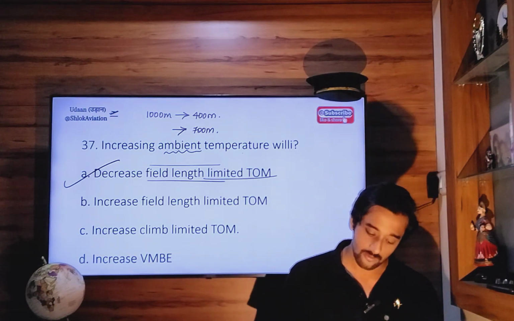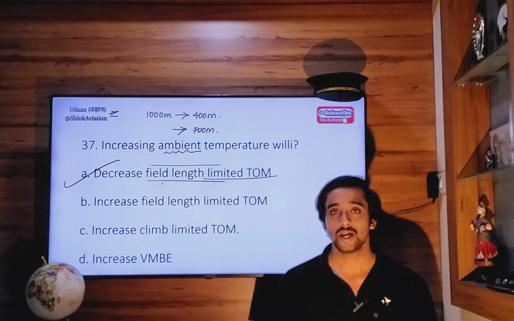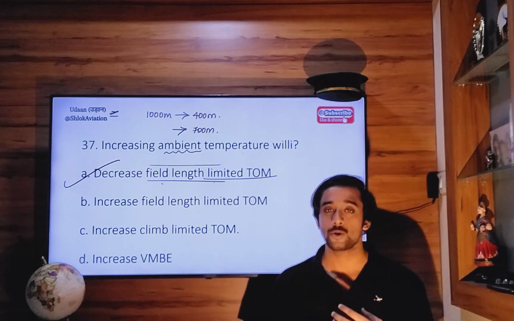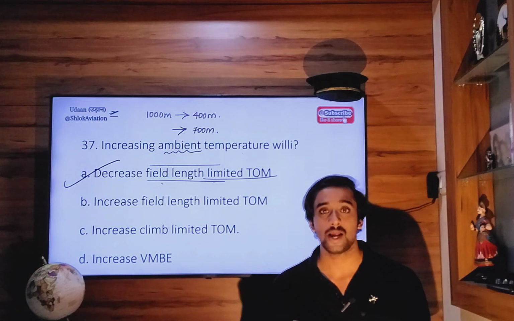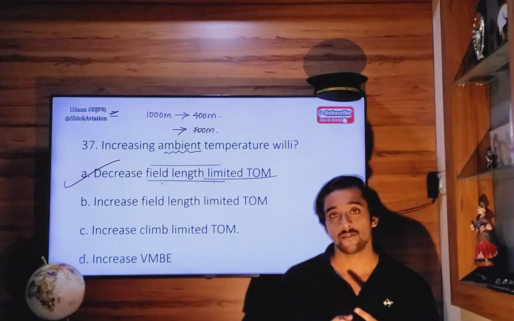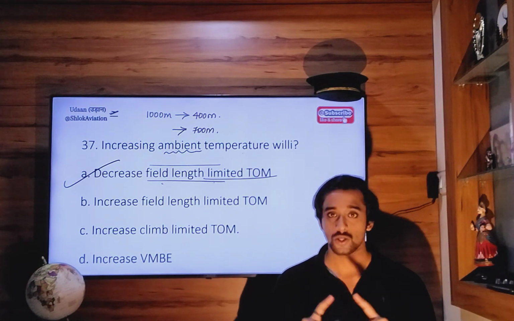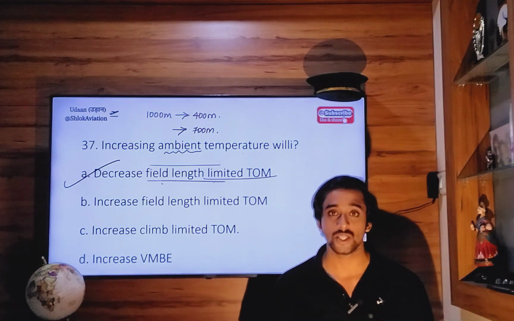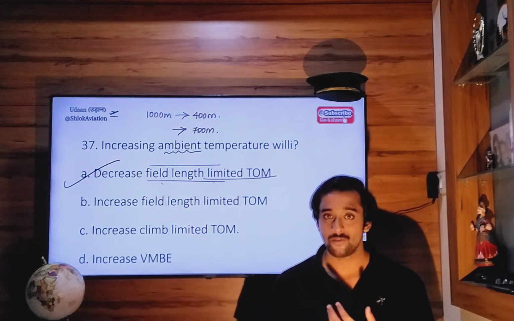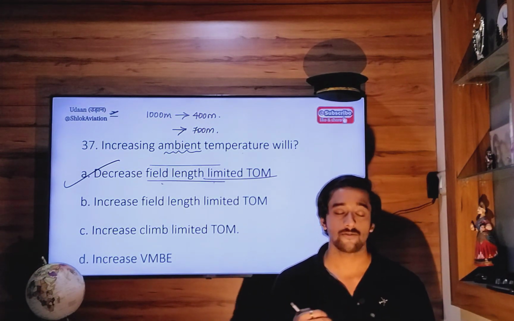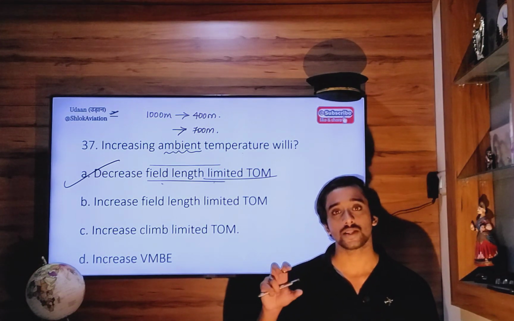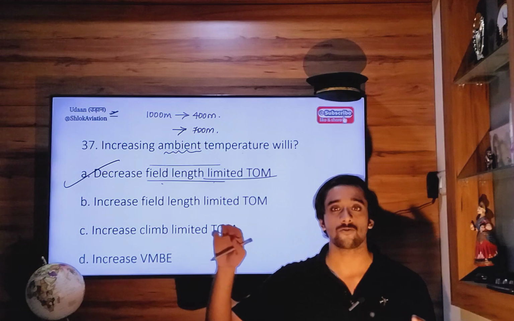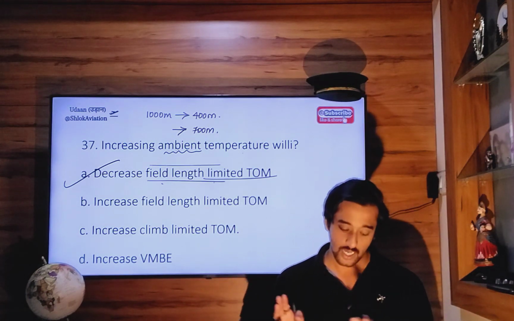So this is called field length limited takeoff, because when you're doing your flight planning and performance calculations, you must take into account the runway length available at your departure airport and at your landing airport. Okay, so these are field limitations, limitations imposed by the field or by the runway. Again, the second factor that influences your performance calculations is the presence of obstacles in your takeoff flight path, right? So that is another thing.